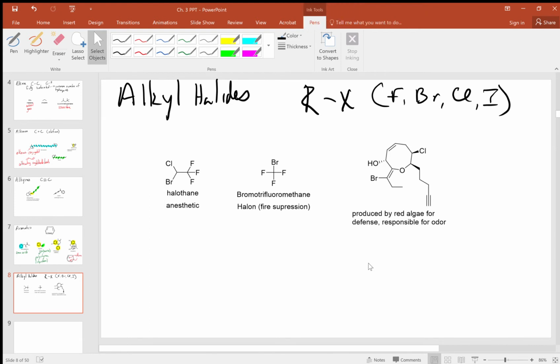In terms of interesting molecules, definitely not as many interesting uses, but we can see a few examples here. We have halon, which is used for fire suppression. We have halothane, which is used as an anesthetic. One of the more common organic ones that we use in the lab is chloroform, CHCl3. And then we have this other molecule, which you can see, the red algae. It's what produces their odor. It's what they use for defense. But that molecule, we can see, it's an alkyl halide because of these two halogens, the bromine and the chlorine. But it also has an alkene and an alkyne.